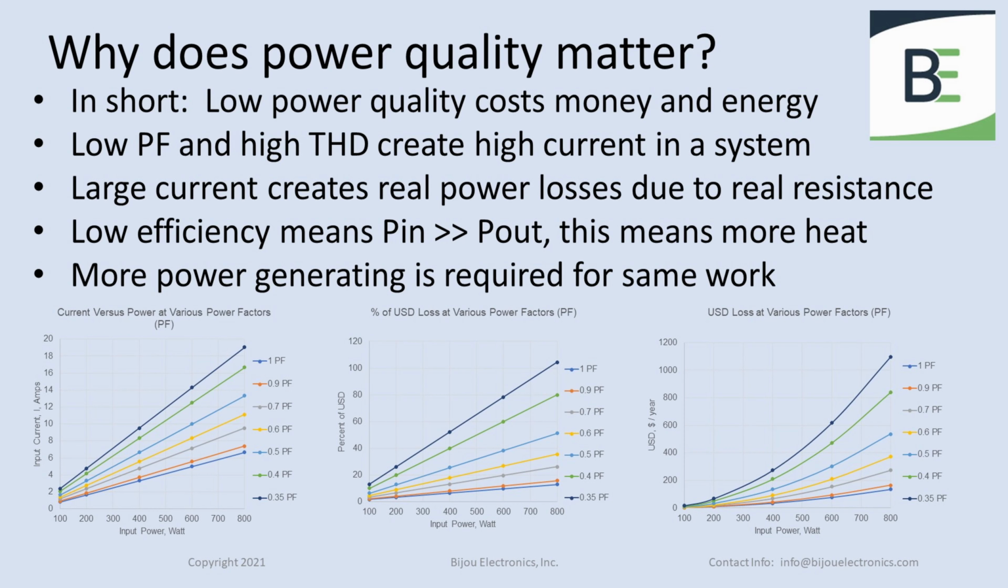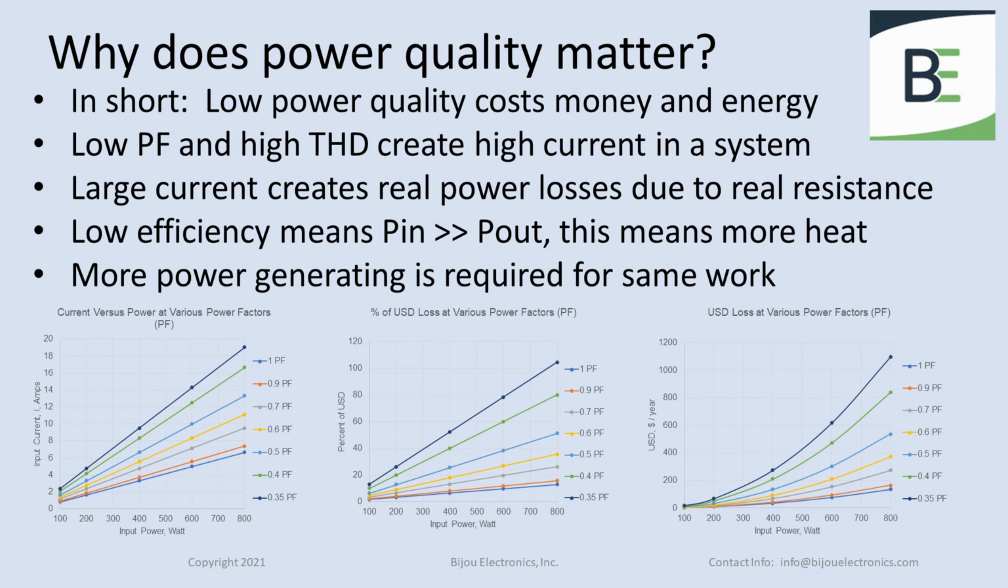Why does power quality matter? In short, lower power quality costs money and energy. Low power factor and high total harmonic distortion create extra high currents in a system, which create even more loss. The larger the extra current that flows in the system, the larger the real power losses become, due to the real resistance in components that is unavoidable. Low efficiency products, where the power in is much lower than the power out, means that more heat is created and less real work is being done. This means more power generation is required to do the same amount of work.